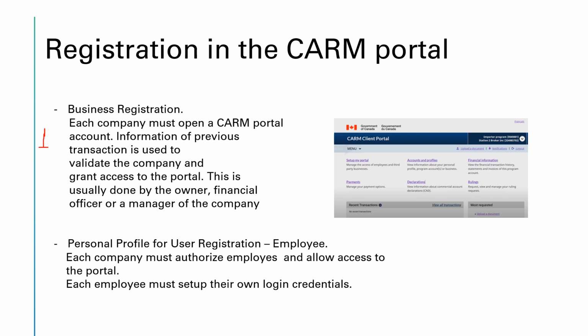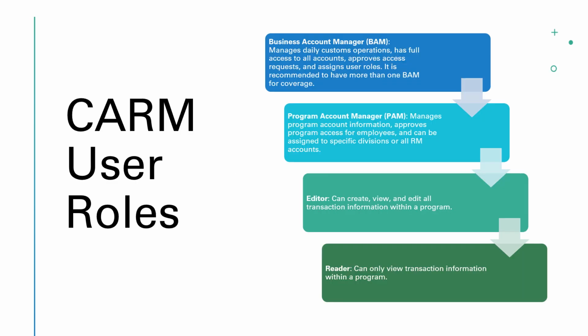Once that is done, each employee that the company wants to grant access to must also open their own login credentials, and then they can access the portal. There are several types of users to be granted. The first person who opens the business registration is what they call a BAM, a business account manager. This is the highest level in the CARM portal.